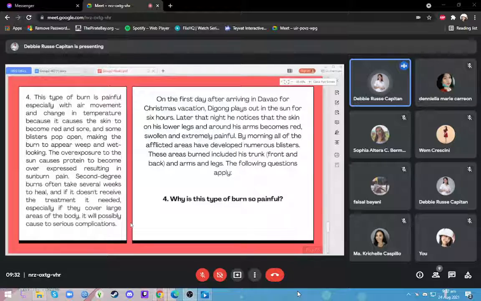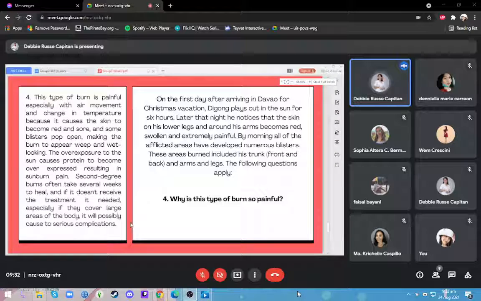Next question. Why is this type of burn so painful? This type of burn is painful, especially with air movement and change in temperature, because it causes the skin to become red and sore, and some blisters pop open, making the burn appear weak and wet looking. The overexposure to sun causes proteins to become overexpressed, resulting in sunburn pain.